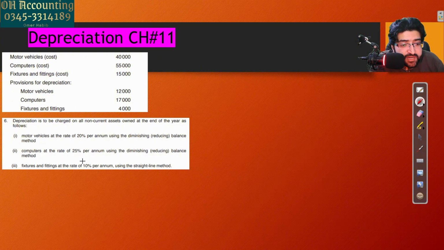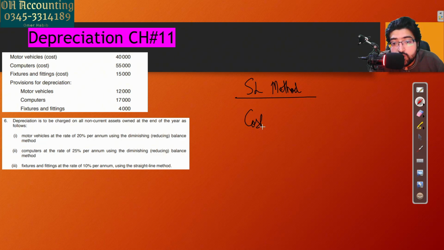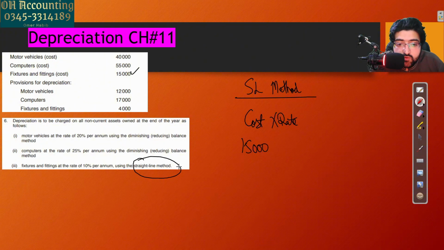Okay. Fixtures and fittings at the rate of 10% per annum using straight line method. Straight line method is actually easier than reducing balance method because we skip one step. We don't have to find the net book value, as the formula is simply cost multiplied by rate. In this we ignore the provisions, okay, because we are just applying a rate on cost. So the cost of fixtures and fittings is 15,000. Okay, they've asked us to use straight line method, so that's what we are doing. And then the rate is given in the question, 10%, which will make it 1500.